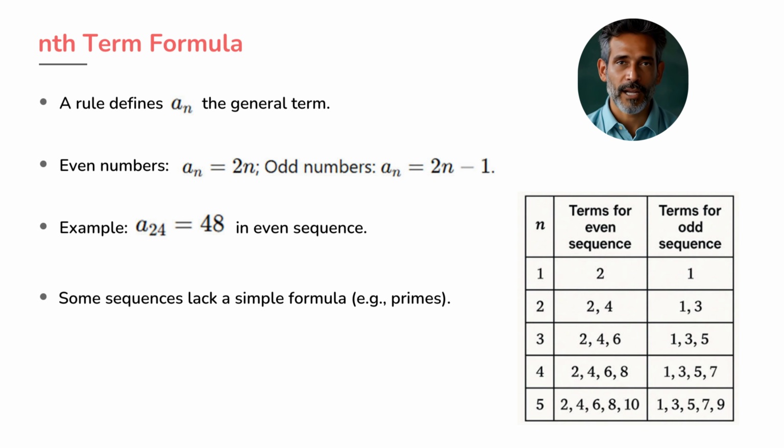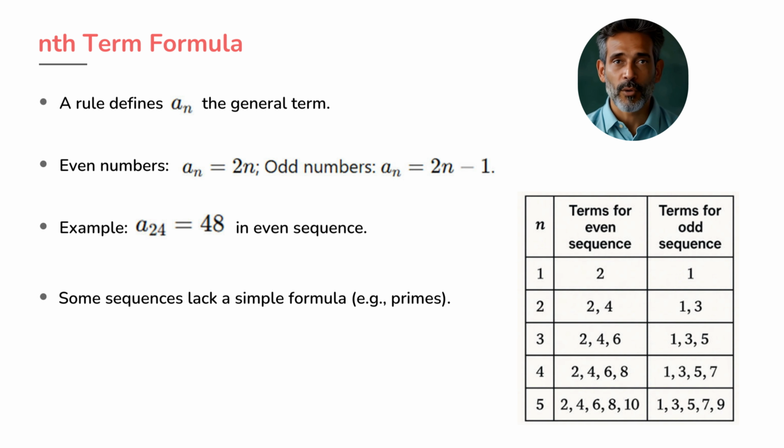Now let's make it practical. Suppose I ask, what's the 100th even number? Listing them one by one would take forever. That's where the general term comes in. For even numbers, the formula is a sub n equals 2n. So, if n equals 24, then a sub 24 equals 2 times 24, which equals 48. For odd numbers, the formula is a sub n equals 2n minus 1. So, if n equals 10, then a sub 10 equals 2 times 10 minus 1, which is 19.